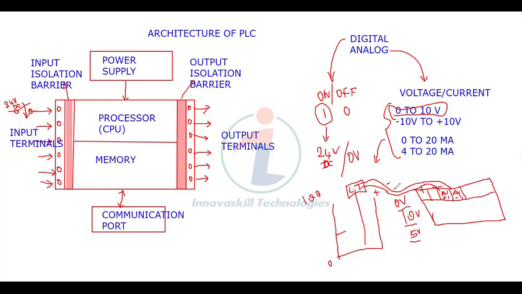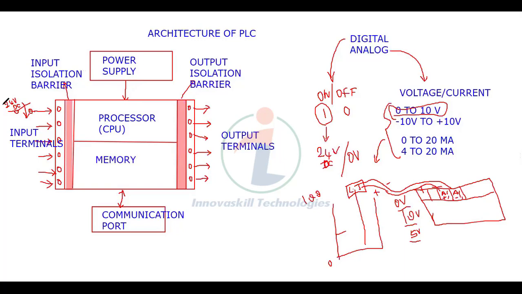So this is how analog will be connected and digital can be directly connected, both in the case of input as well as output. So this is how the input terminals and output terminals will be used in the PLC. Now, as we discussed earlier, generally the working voltage of a common PLC is 24 volt DC only.